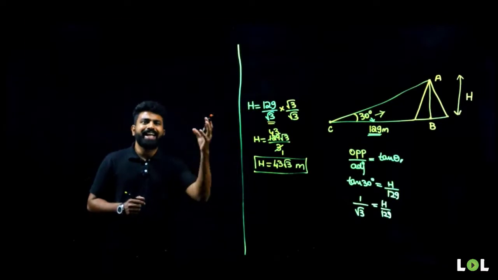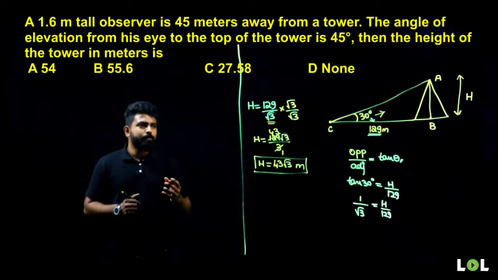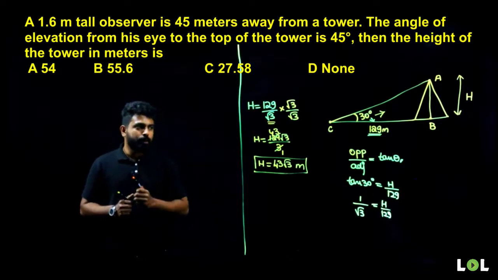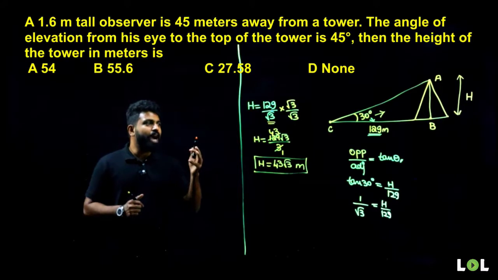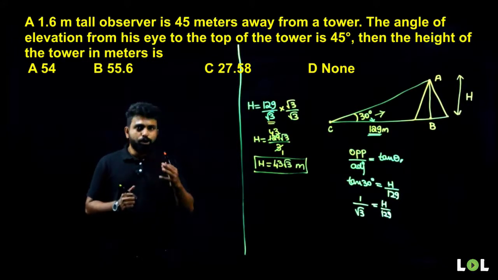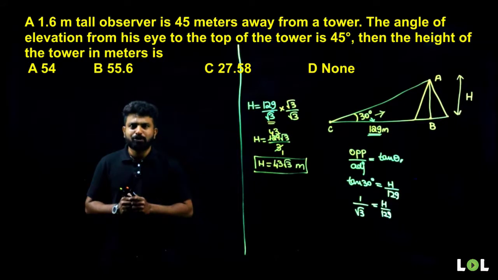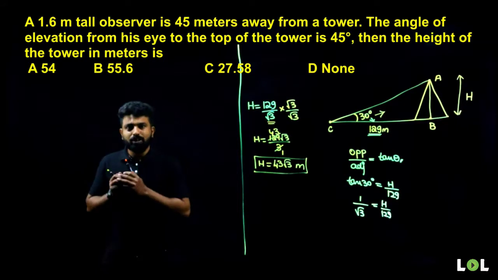Let us look at our next question here. What are they telling? A 1.6 meter tall observer is 45 meters away from a tower. The angle of elevation from his eye to the top of the tower is 45 degrees. Then the height of the tower in meters. As I told you, first thing we need to do is convert the question into a diagram so that it becomes very easy for us to solve the problem.